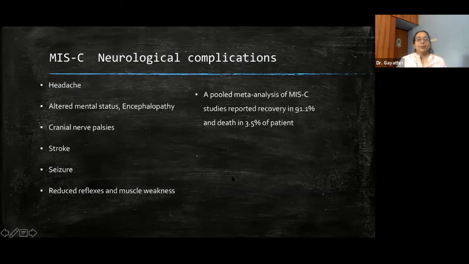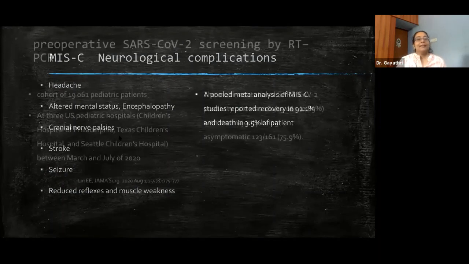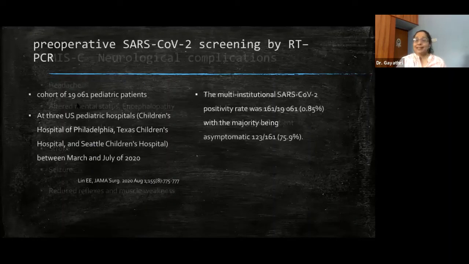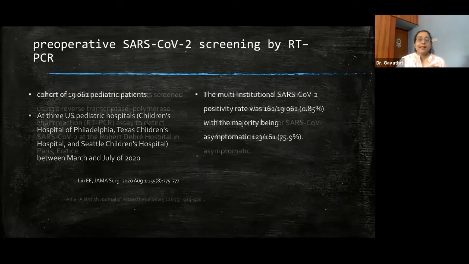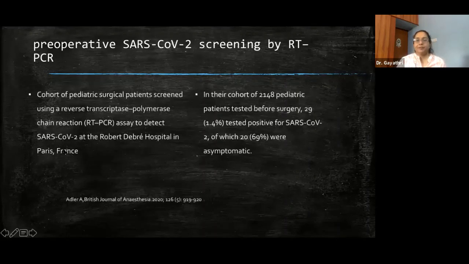Now, coming to this study, which was done in a cohort of 19,000 pediatric patients who were undergoing surgery, it was found that only around 0.85% of them were positive for COVID-19. That means the incidence of COVID positivity is very, very low in children. In the same way, this is another cohort from France, and here they found 1.4% of the pediatric patients tested positive.